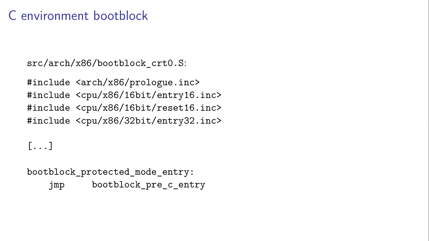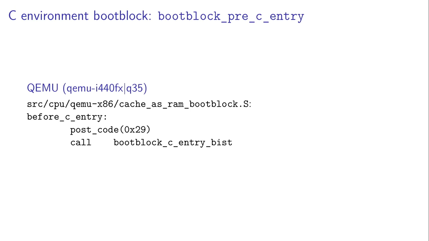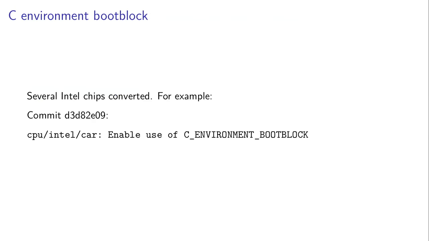There's this more or less assembler code which sets up the device in the beginning so it can run the bootblock in the end. It jumps to bootblock pre-C entry after it sets up the processor this way, in these include files. For example, for QEMU, where it's not a hard problem to set up ROM, it then calls bootblock C entry bist. Several boards were converted, mainly Intel chipsets. That's a big task now, because, as I will come to later, it's a hard requirement for the future.